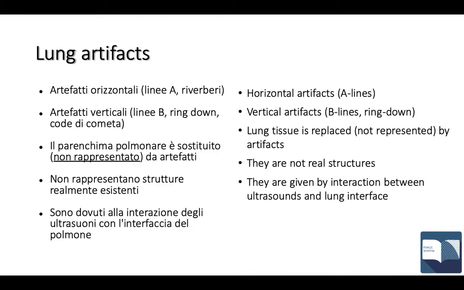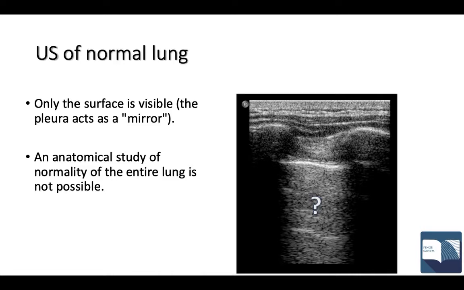Lung artifacts are principally horizontal artifacts and vertical artifacts, and the lung tissue is replaced but not represented by the artifacts. They are not real structures; they are errors of the ultrasound machine that reads the ultrasound signals that come back from the tissues. They are given by the interaction between ultrasounds and the lung interface. Only the surface is visible. The pleura acts as a mirror. An anatomical study of normality of the entire lung is not possible.